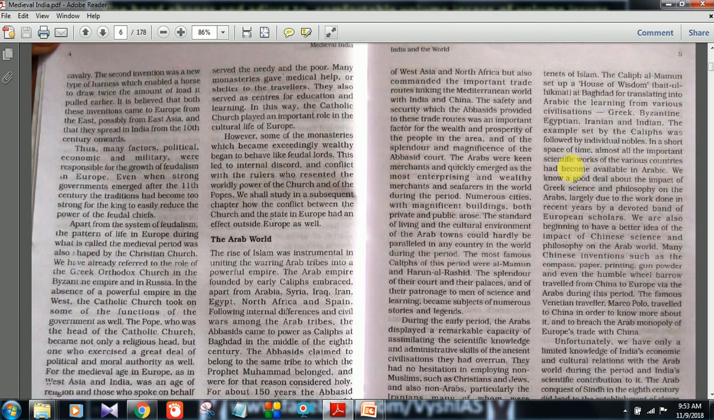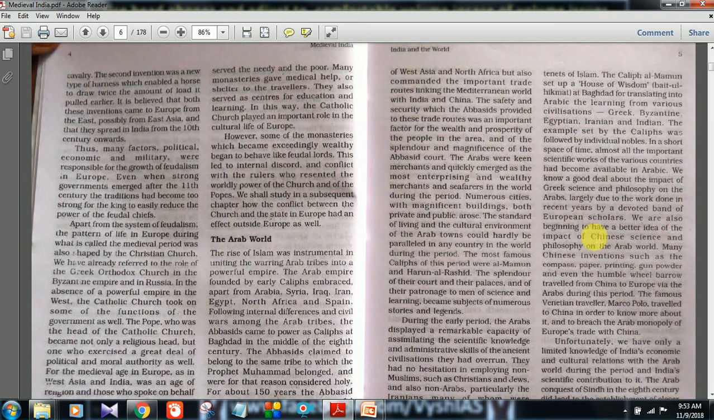Okay, then the scientific works. Scientific works were available in Arabic now. New language, new inventions, new theories, everything is in Arabic now. We know a good deal about the impact of Greek science and philosophy on the Arabs, largely due to the work done in recent years by a devoted band of European scholars. So there is an influence of Greek onto Arabs.